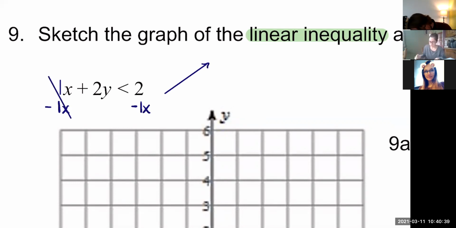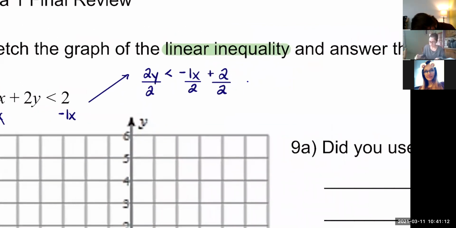Which is going to leave me with 2y on the left is less than 2 and negative 1x, which are not like terms. So I'm just going to write them down. Negative 1x and positive 2. And then I still need to get the y by itself. So I'm going to divide every single term by the 2 that's on the y. Which, the y is now by itself.